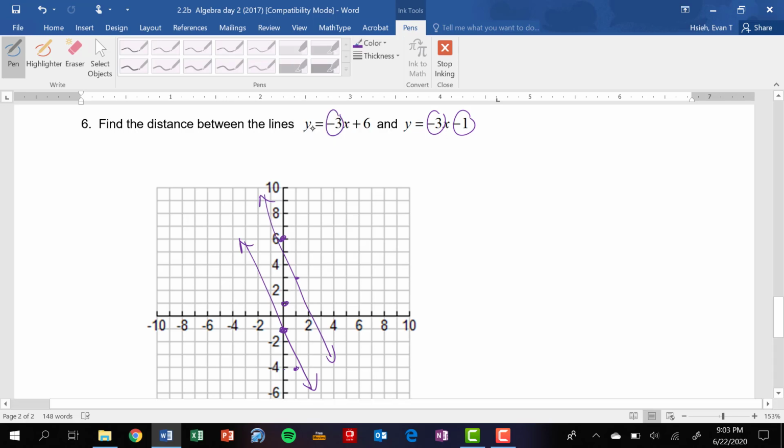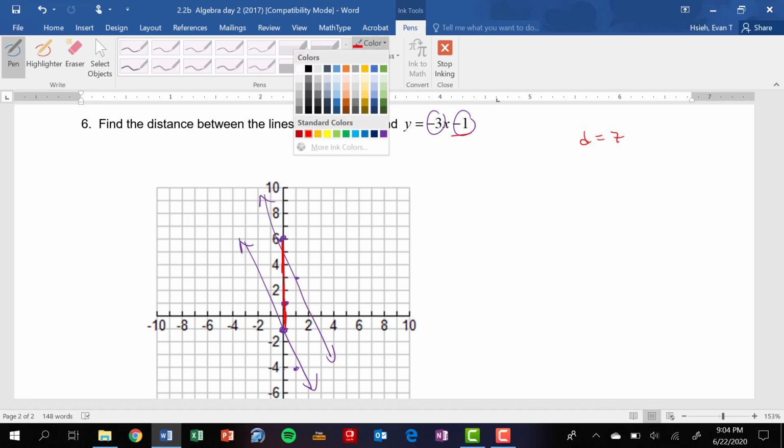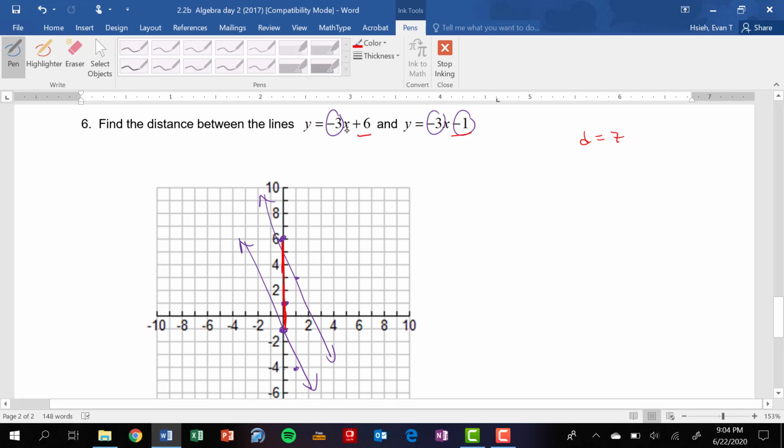Now what I want to do here is find the distance between those 2 lines. What always ends up happening is students will just give me this distance. They'll just say, hey, the difference between the y-intercepts is just 7, so the distance must be equal to 7. And the problem with that is that's not how we measure the distance between 2 things.